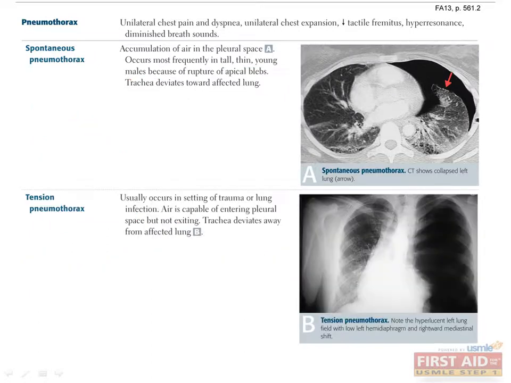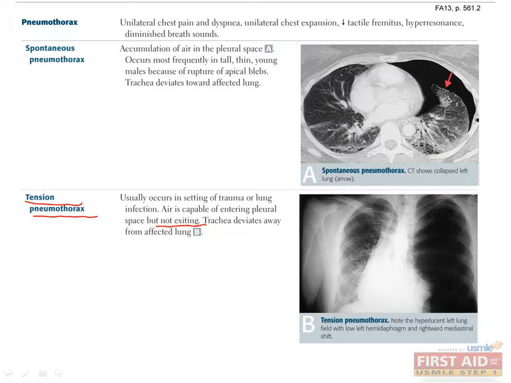As we mentioned earlier, tension pneumothorax is one of the few respiratory emergencies where you often have to treat the patient before they get to the emergency room, much less get a chest x-ray. This usually starts as a traumatic or an iatrogenic pneumothorax where the air enters the pleural cavity but can't exit because of a one-way valve mechanism.